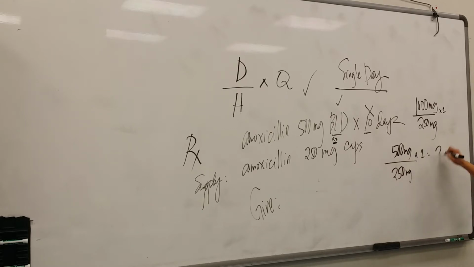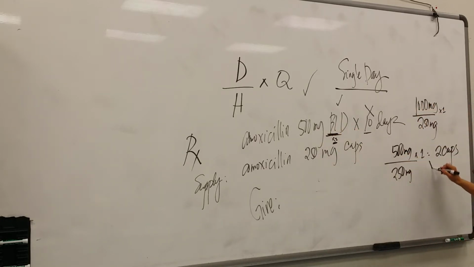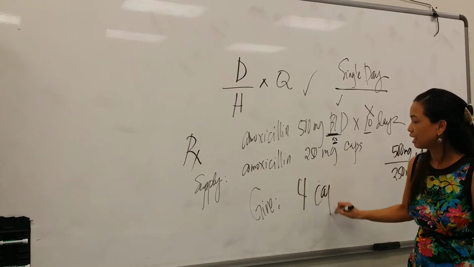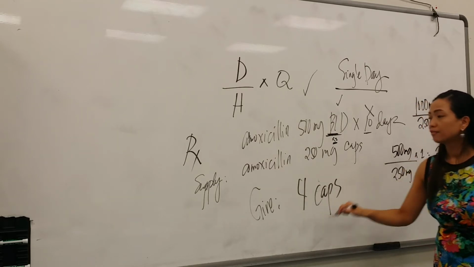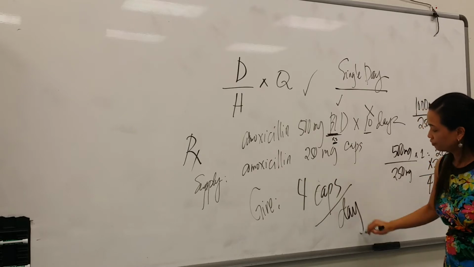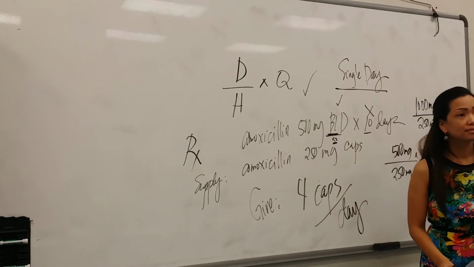What was our answer here? 2 caps, right? On the first part, do not forget, since it's per day, times 2, you have to give 4 caps. What does that mean? You have to give the patient 4 capsules per day. This says BID. Is that clear?